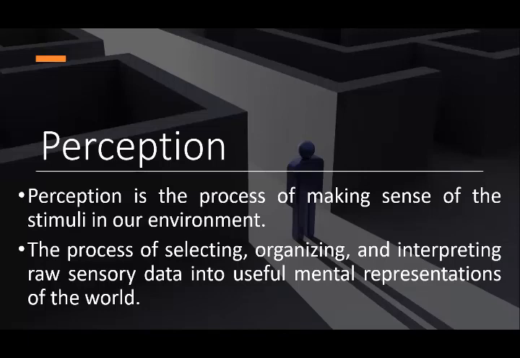So hopefully the definition is clear, right? In simple words, it's a process of making sense of our external environment. In detail, while doing the perceptual process, we are selecting from the environment. I will explain how we select, how we organize, how we interpret. But for the sake of definition, we select, we organize into something meaningful, and then we interpret that raw data.